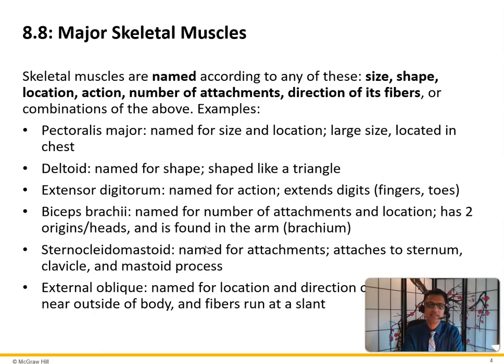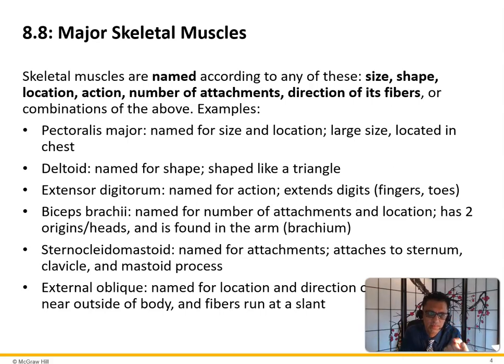But in this lecture, we're just going to talk about voluntary skeletal muscles. So skeletal muscles are named according to any of these: the size, the shape, the location, action, number of attachments, direction of its fibers. So let me give you some examples. You've probably heard of these muscles, and if you haven't, then what you don't want to do is just memorize the name. You want to actually think about it and say, what is it actually saying?